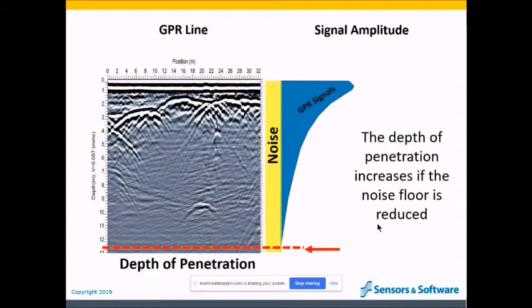So how do we do this? By stacking or averaging the data. Some of you have probably heard about stacking. The ability to stack GPR data has been a part of all our GPR systems since the 1980s, so it's not new. But let's talk about what stacking can do for us.